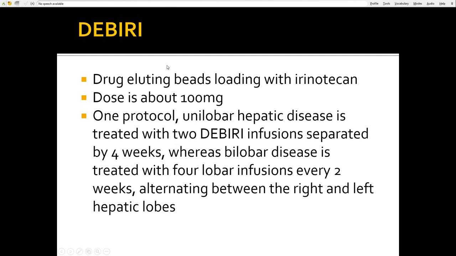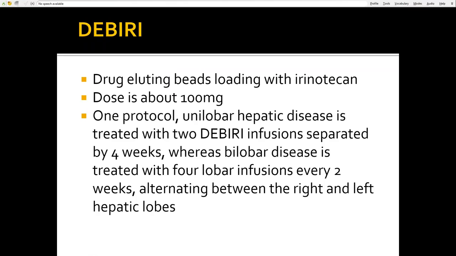Another thing that's utilized, I have not used this yet, but I know my partner has, is drug-eluting beads that are loaded with irinotecan, which is another chemotherapeutic agent. Its dose is about 100 milligrams.